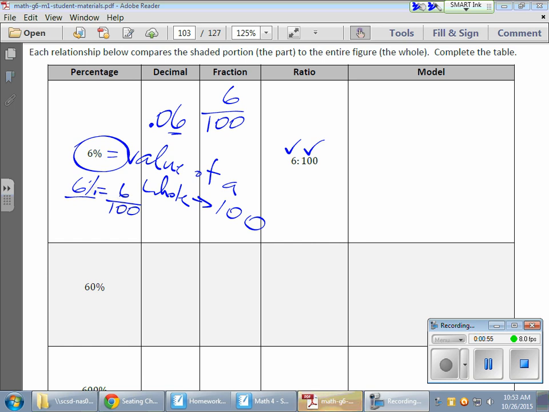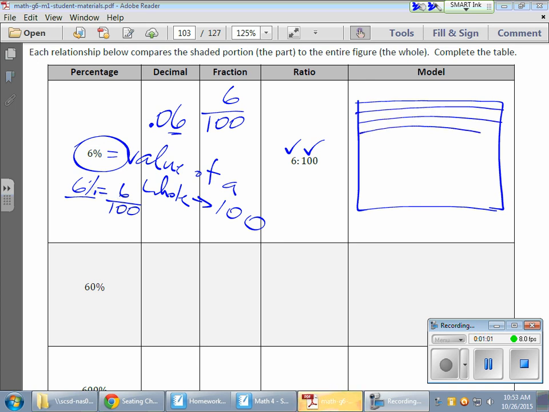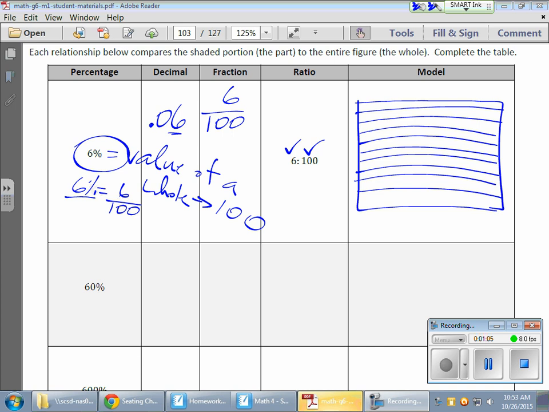And as a model, what I need to do is show that out of 100 total parts, 1, 2, 3, 4, 5, 6, 7, 8, 9, 10, and again 10 more, and so on, I have 100 total parts and I need to shade 6 of them. So 1, 2, 3, 4, 5, and 6. And there you have it, okay?